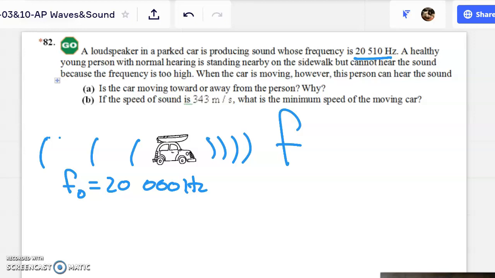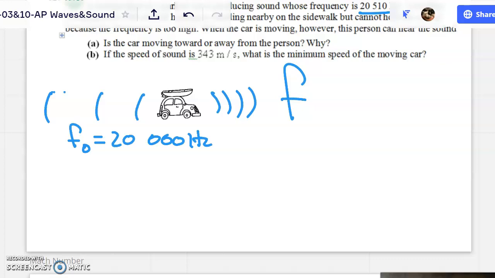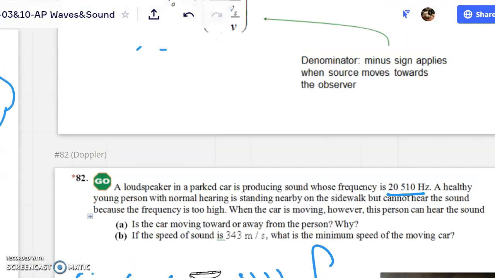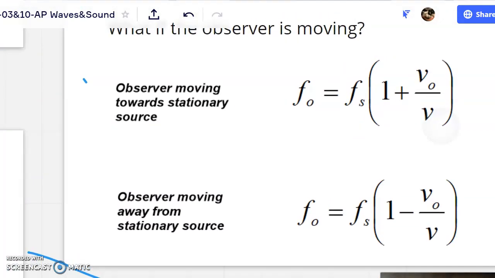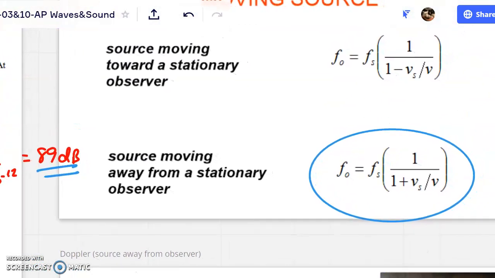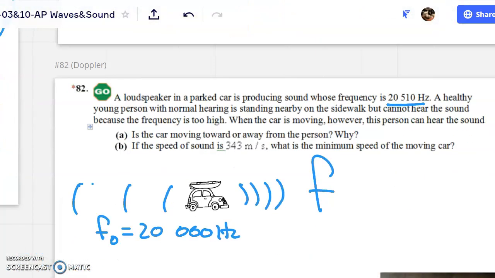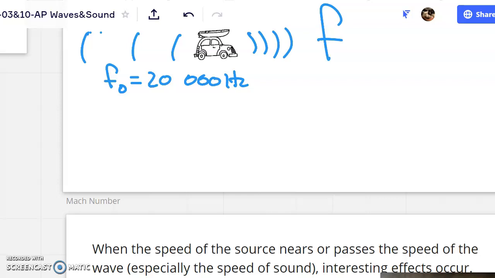they say if the speed of sound is 343, what's the maximum speed for the moving car? So we have a moving source, and it's moving away. And so moving source, moving away is going to be observed frequency is frequency of source times 1 over 1 plus velocity of source divided by velocity of sound. Now, I'm going to rearrange that, and I actually rearranged that before I started the video to preserve the time a little bit.